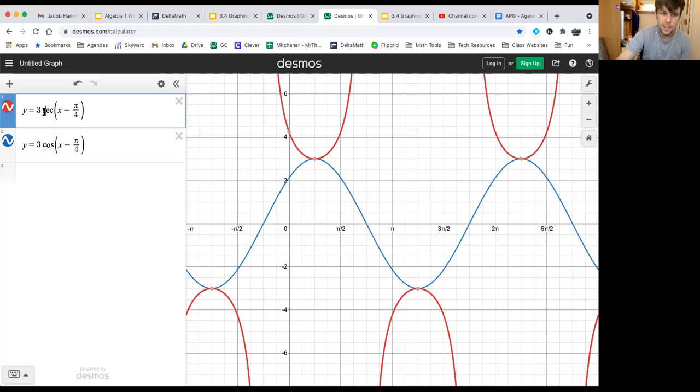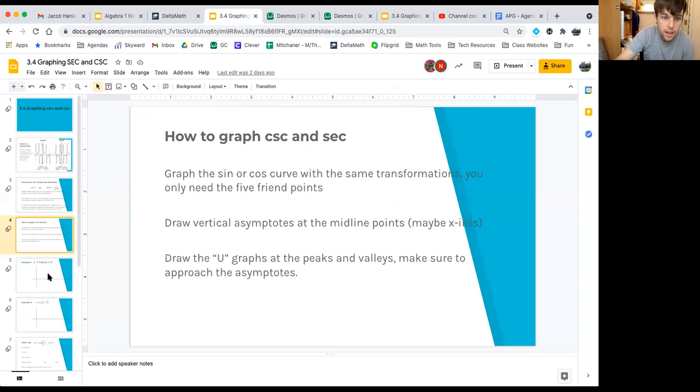So when we're graphing secant or cosecant, we're just going to pretend that they're sine or pretend that they're cosine, graph that mostly, don't draw in the curve, but graph it mostly, and then we do the 2 things that we need to do to make it secant or cosecant. All right, let's go back to the notes here.